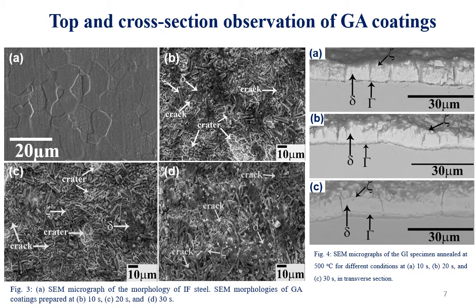So these are the top and cross-sectional observations of the GA coatings. For the substrate only, we have observed ferrite because it is almost pure iron. And B, C, D are the galvannealed coatings. These coatings look rough compared to the galvanizing coating. And we have observed zeta, delta, and gamma phases; zeta and delta phases on the coating surface.